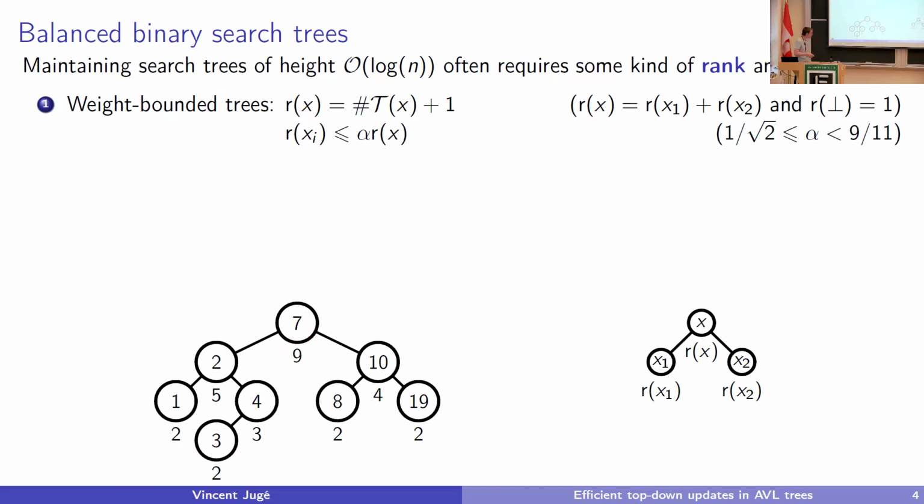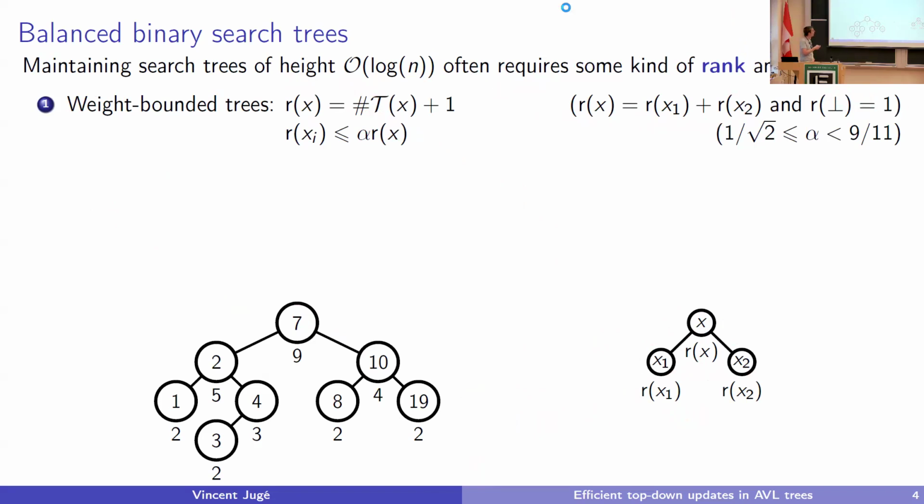Anyway, my notation in general is that I have a node X. The left side will be X1, the right side will be X2, and just below a node, I will write the rank of the node. So by definition of what I expect from the ranks, the rank of a node will be just the sum of the ranks of its children. That's why we are happy to have the plus 1. And the rank of a null node is just 1.